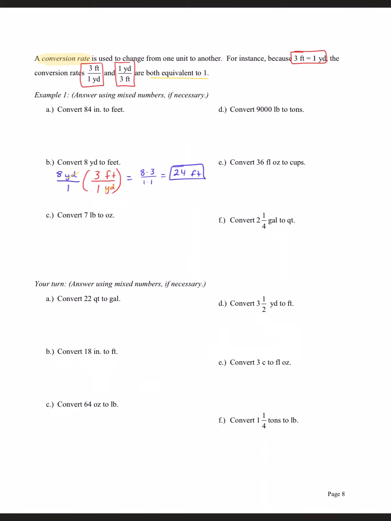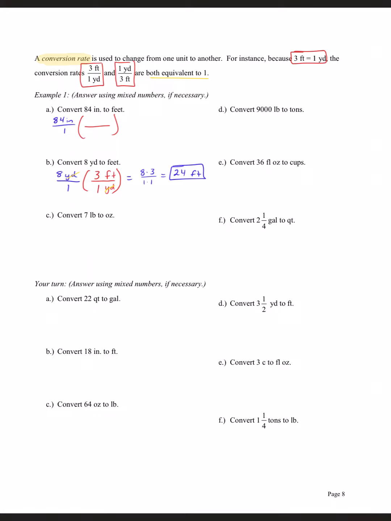Okay, let's try to convert 84 inches. Let's go back to letter A. So we want to convert 84 inches, so we put that over 1. Now we need to use a conversion rate. If you need to, flip back to the front page, but we know we have to get rid of these inches right here. So where do we put inches over here? Right, in the denominator because we need to simplify it out.